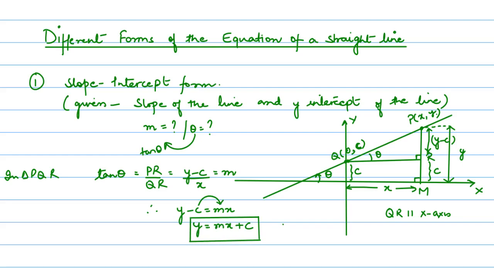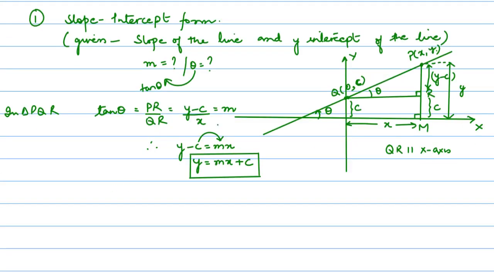If you know the slope of the line and you know the y-intercept of the line, you can find the equation of the line using this formula. You just have to put the value of m and c. Now suppose our line passes through the origin. As we had already discussed, if the line passes through the origin, its y-intercept would be 0. It is not cutting the y-axis at a certain distance from the origin. Therefore c is 0, and the equation of the line becomes y is equal to mx.